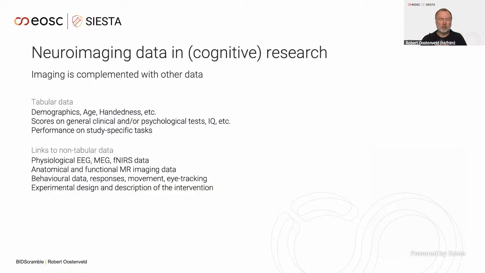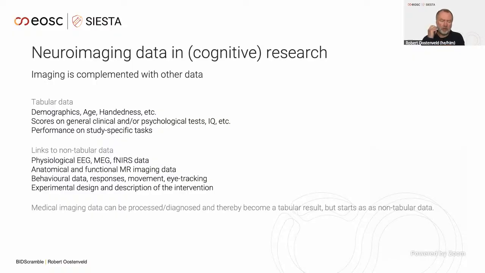And furthermore, neuroimaging data can also be complemented with links to non-tabular data. The tabular data is what we've been looking at in the previous two presentations, but the non-tabular data is, for example, the physiological signals from scalp-recorded EEG or MEG, anatomical and functional MRI imaging data, but also the behavioral data: the responses of the participants to certain tasks, movements, eye tracking, and there's a lot of experimental design and description of the intervention in the non-tabular data as well. The medical imaging data itself can be processed and diagnosed, and thereby it can become a tabular result, but it always starts as non-tabular data.